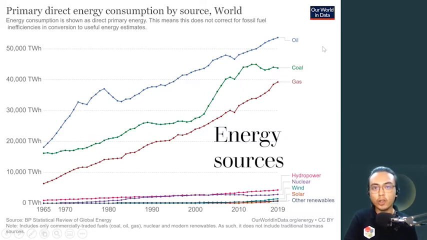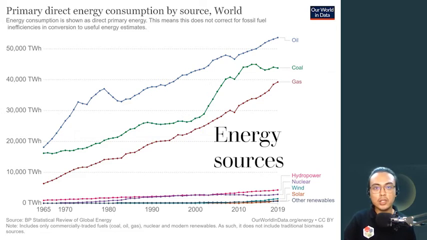That is in stark comparison with the renewable sources of energy such as hydropower, wind, solar, and other renewables, which are all still lagging behind the growth of the non-renewable sources of energy. So what does this mean for us? The continuous growth in usage of oil, coal, and gas means that we are still reliant on cheap energy, which is mainly being used to fuel our development.